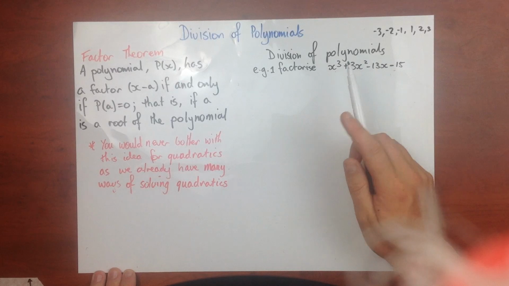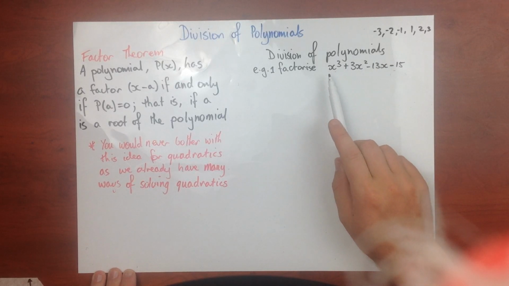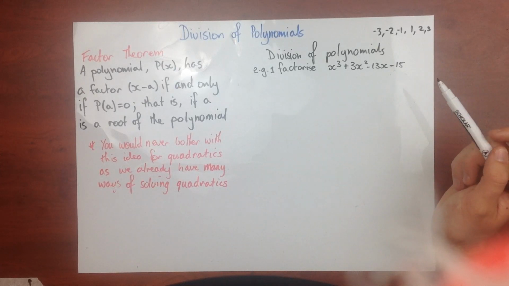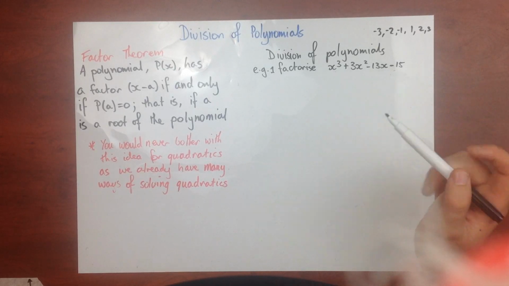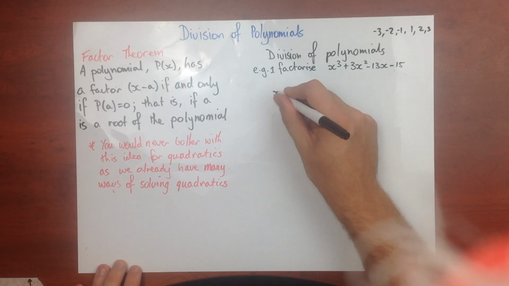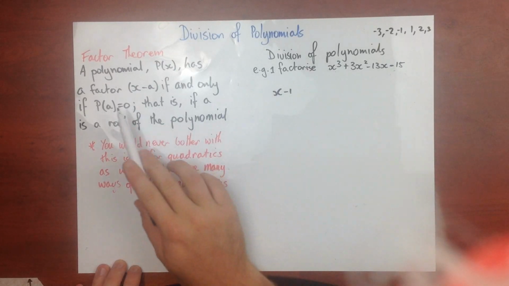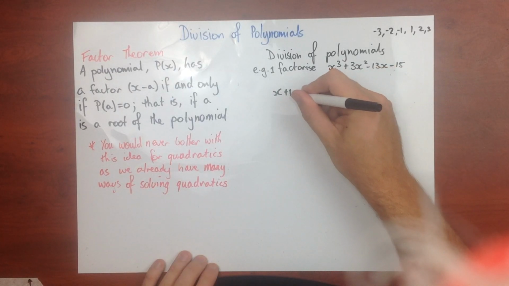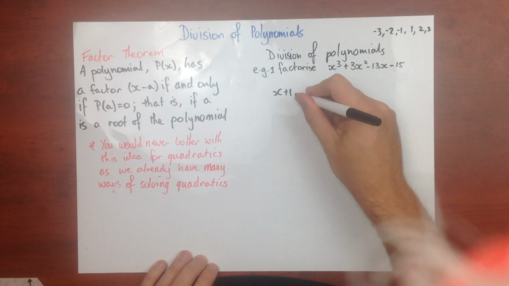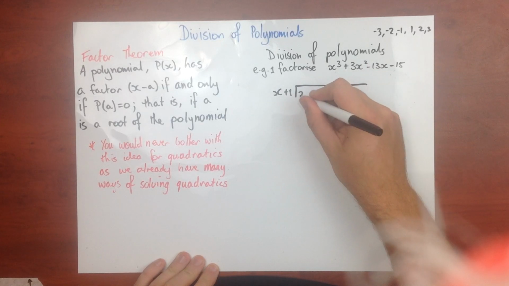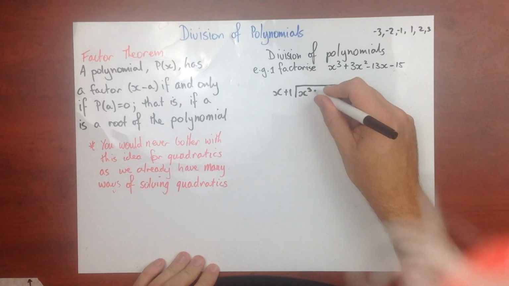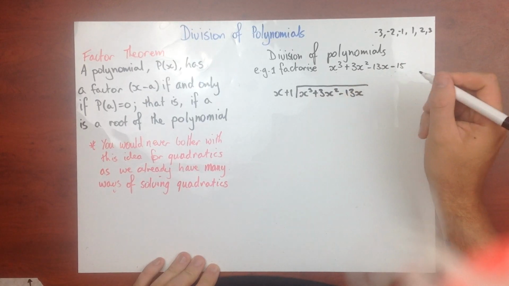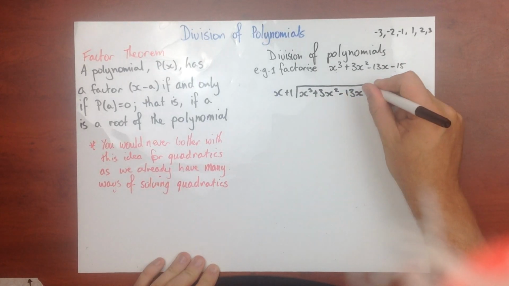But if we look at -1, we get -1 plus 3, plus 13 take 15. It's going to work for us. It is going to equal 0. So remember though, we don't go x take 1, because we've got to take away our value. So it's actually x plus 1. And we want to divide this polynomial by this value. So we're going x cubed plus 3x squared take 13x, take 15.